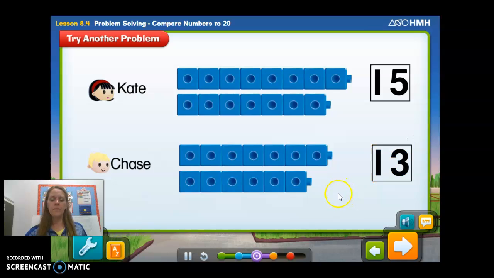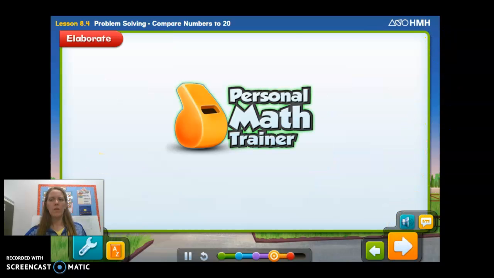Next, let's compare Kate's set to Chase's set. Click the set that is larger. You can match the cubes to find out. I think that you know that 15 compared to 13, that 15 is greater than 13. Well done. Kate's set is larger. Click the greater number. Well done. 15 is the greater number. Good job. Now let's practice with the personal math trainer.